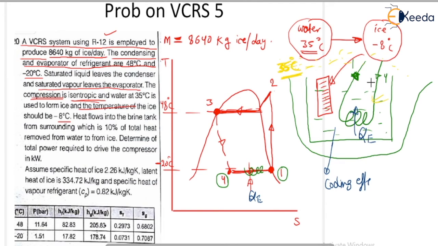Okay, my dear friends. Let's start again. In this question, the heat flow into the brine tank from the surrounding is 10% of the total heat removed from the water to the ice.